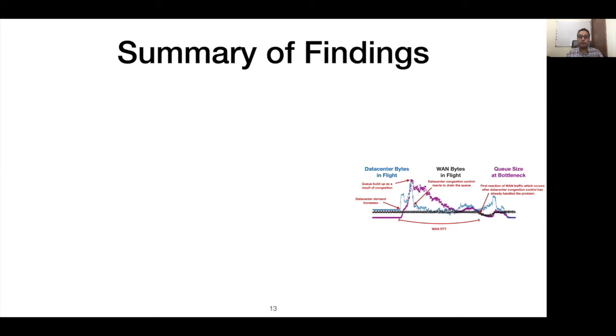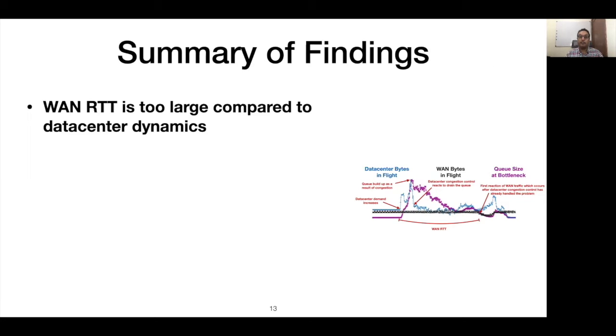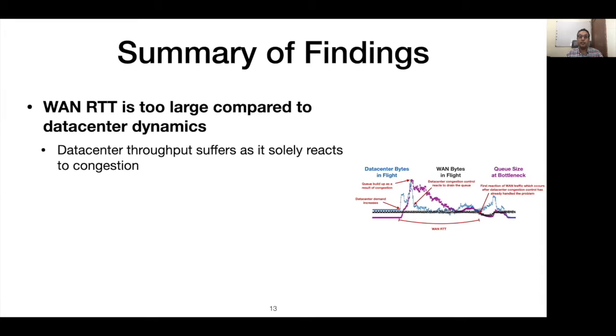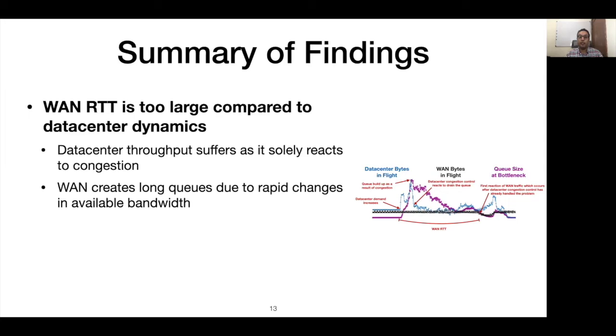To summarize our findings, WAN RTT timescale is orders of magnitude larger than the timescale of data center dynamics, which makes the data center traffic react solely to congestion, suffering all the throughput degradation. It also means that WAN can't accurately estimate the available bandwidth at the bottleneck. In other words, this difference in timescales of operation creates noise for WAN traffic. This noise can usually be weathered by having enough buffer at the switch to absorb overestimations by the sender. Those overestimations by the sender are what maintain high utilization.